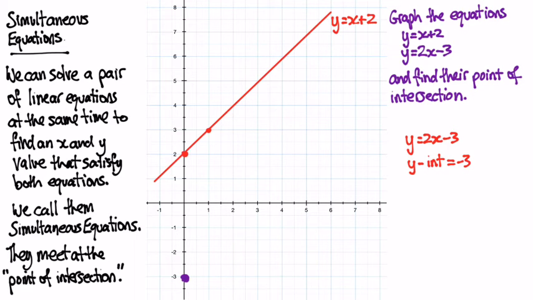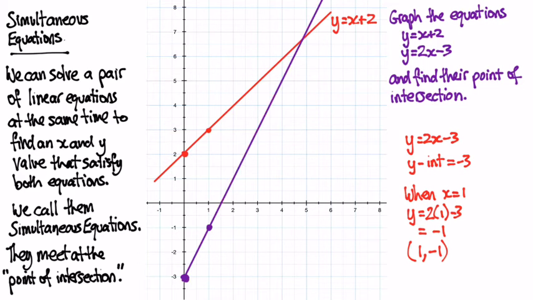When x equals 1, y will equal, I just substitute x equals 1. I get y equals 2 times 1, which is 2, minus 3 gives me negative 1. So when x equals 1, y equals negative 1. I can plot that point. I've got 2 points now that I can draw a line through. Awesome. We've now plotted those two equations.